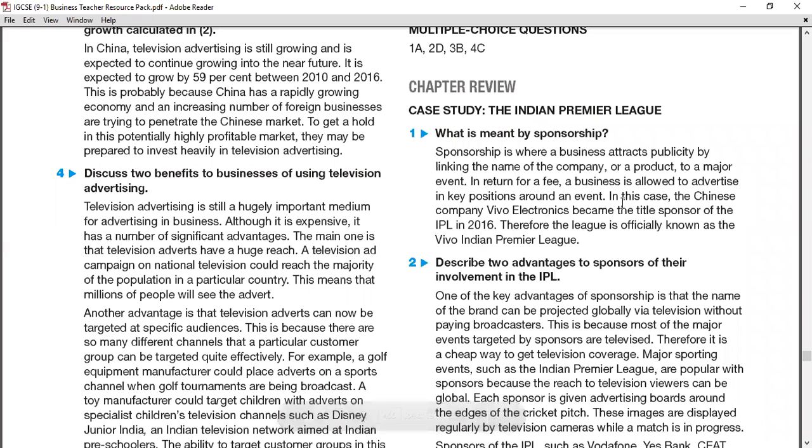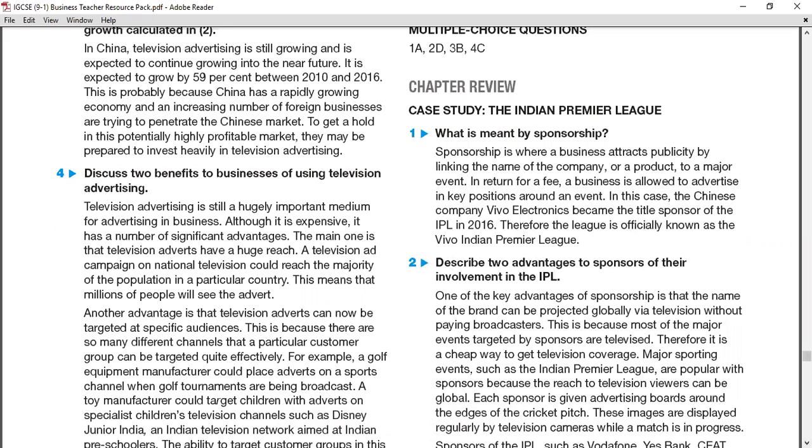Sponsorship is where a business attracts publicity by linking its name to the event in return for a fee. The business is allowed to advertise in a key position around the event. So in this case, a Chinese company, Vivo Electronic, became the title sponsor of IPL 2016, Vivo IPL. Therefore, the league is officially known as the Vivo Indian Premier League.